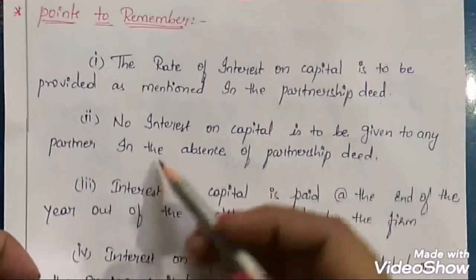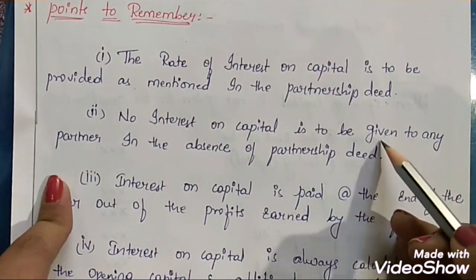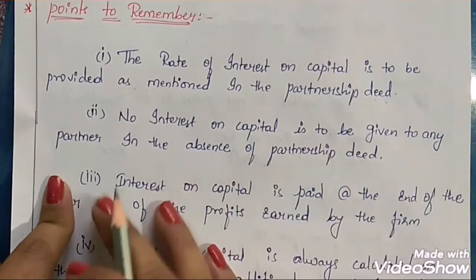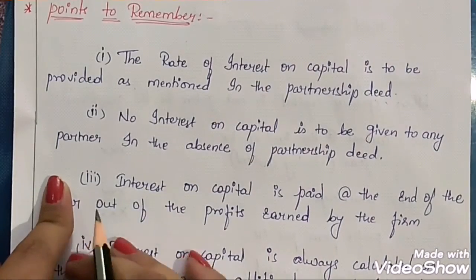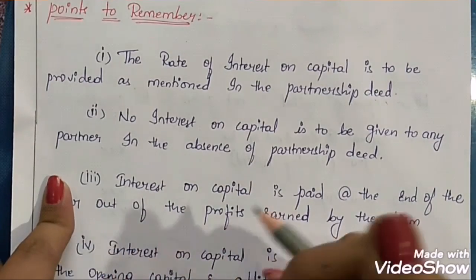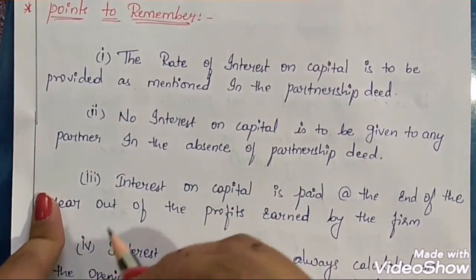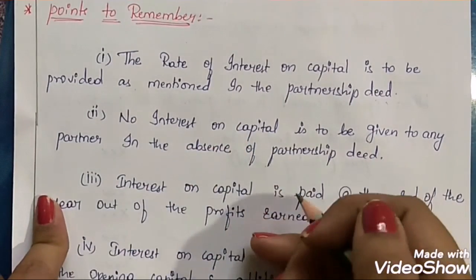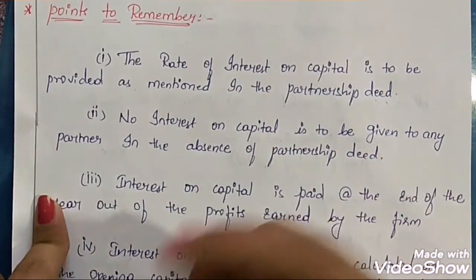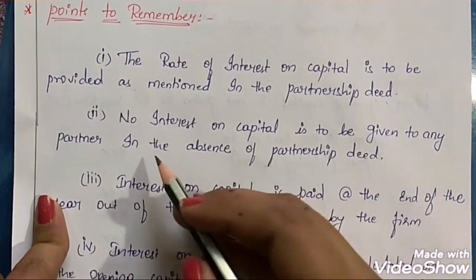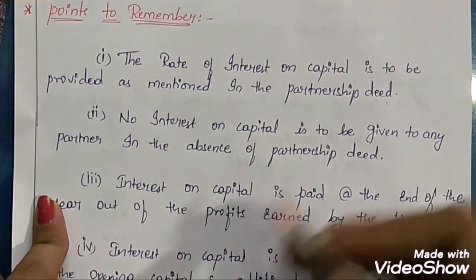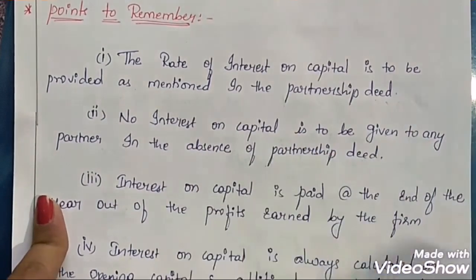Okay, next, no interest on capital is to be given to any partner in the absence of a partnership deed. Now if the partnership deed is silent, it means that there is no partnership deed between the partners. In that case, the firm need not pay any interest on capital to the partners. Okay, then the interest on capital will not be paid to the partners. Okay, this is an important point that you need to remember.